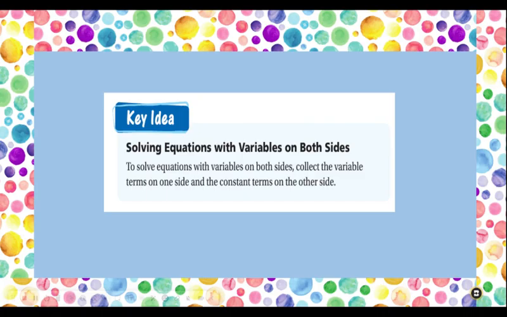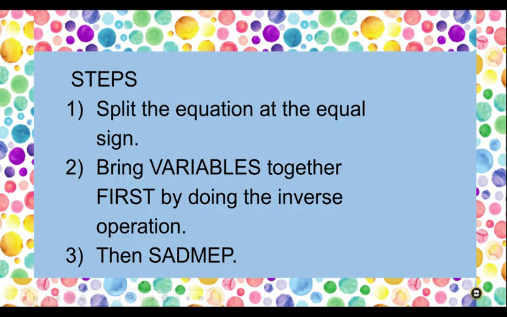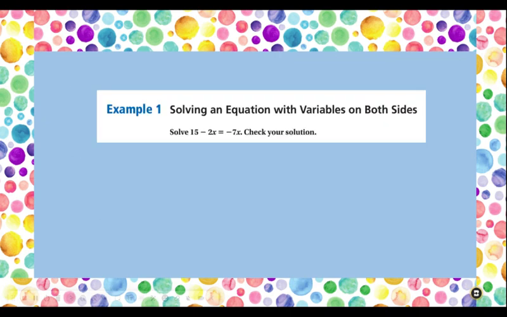So in order to do that, we need to collect the variable terms on one side and the constant terms on the other. And then we follow our steps. We want to split the equation at the equal sign, bring our variables together first by doing the inverse operation, then follow SADMAP. Addition or subtraction first, then division or multiplication, then exponents, and then parentheses. So, solving equations with variables on both sides.